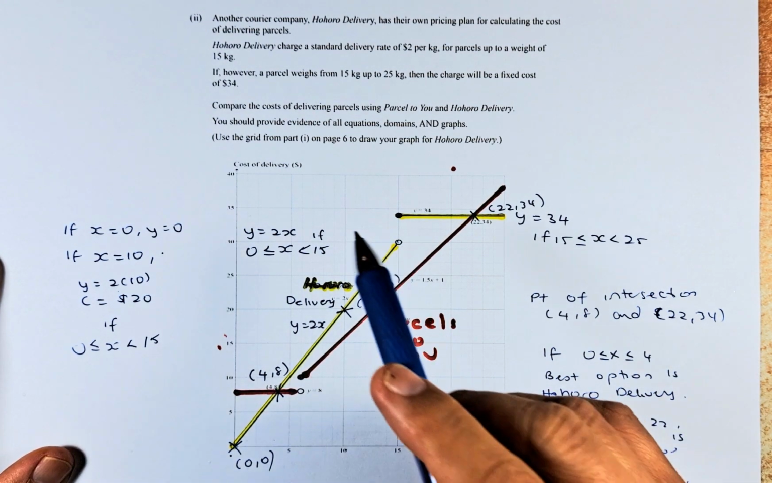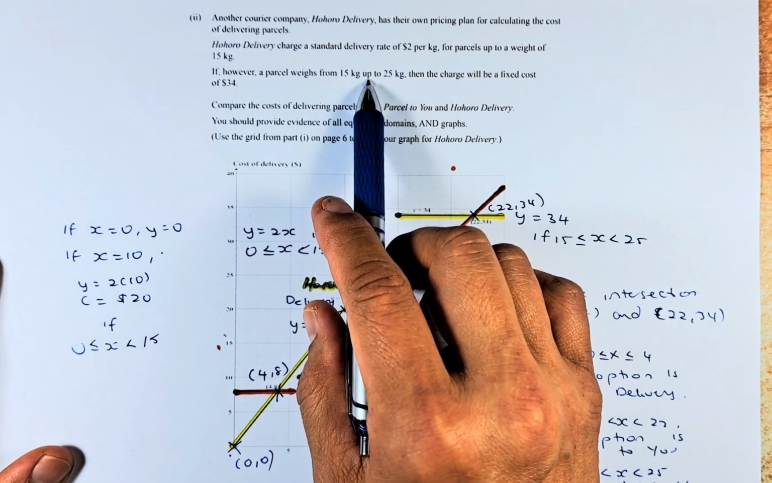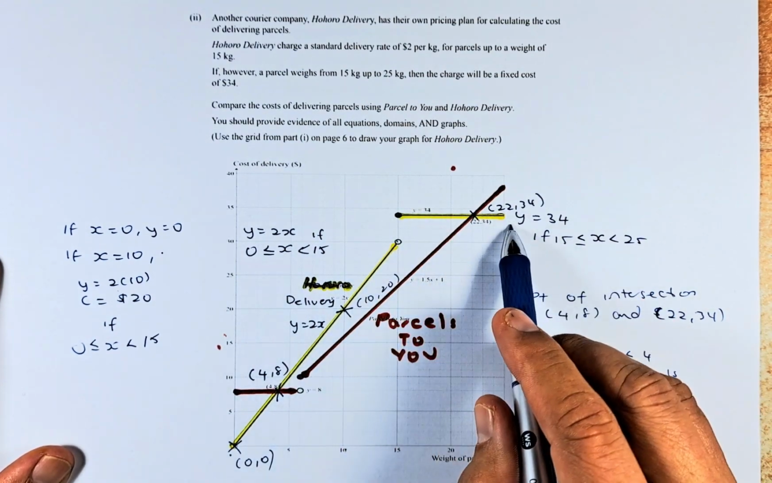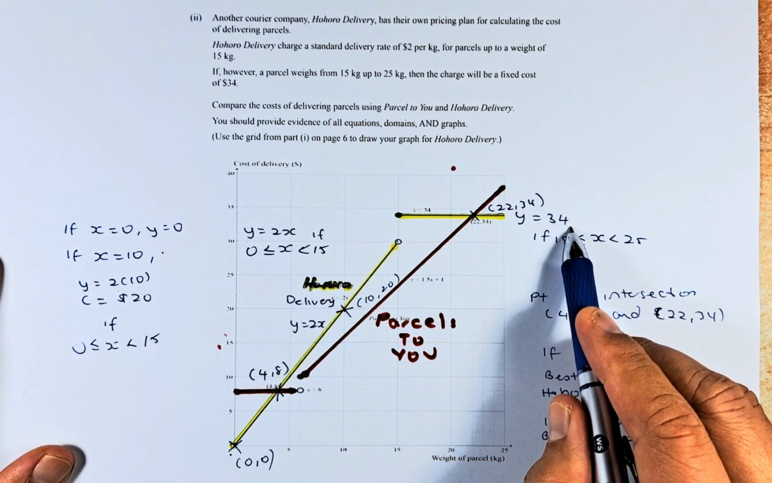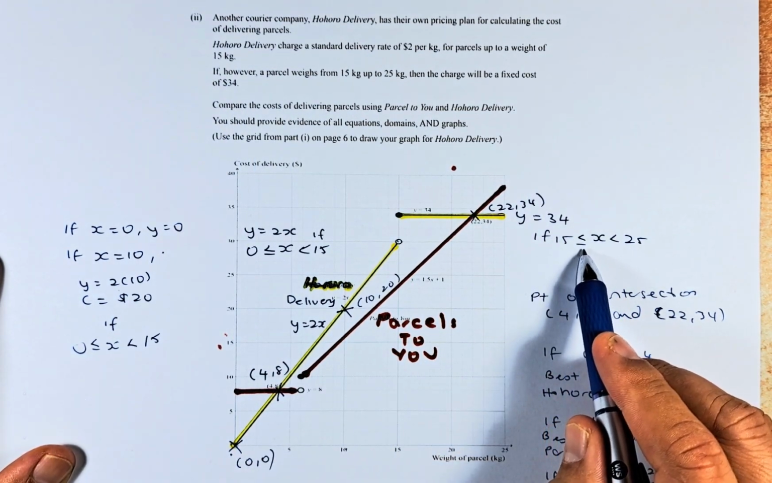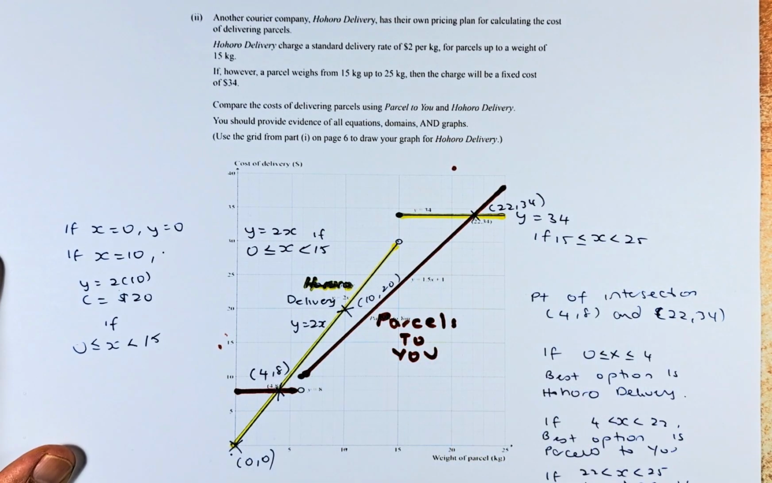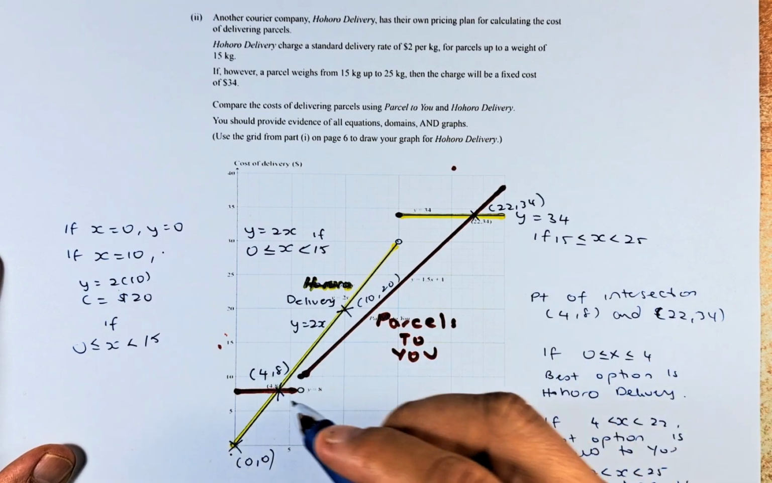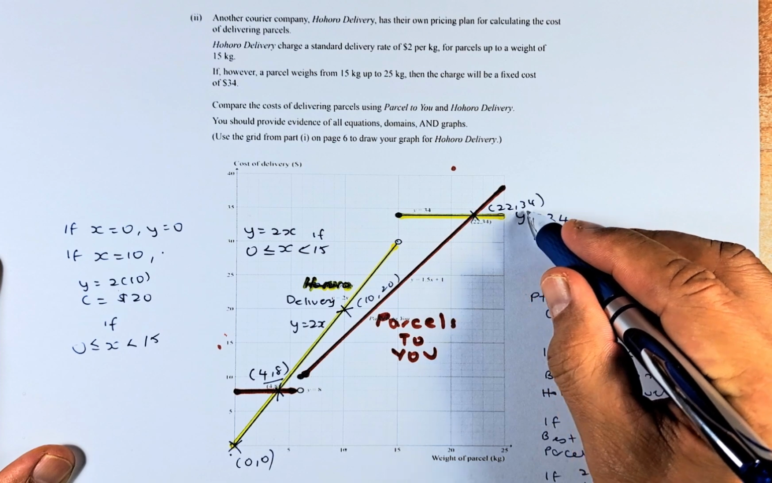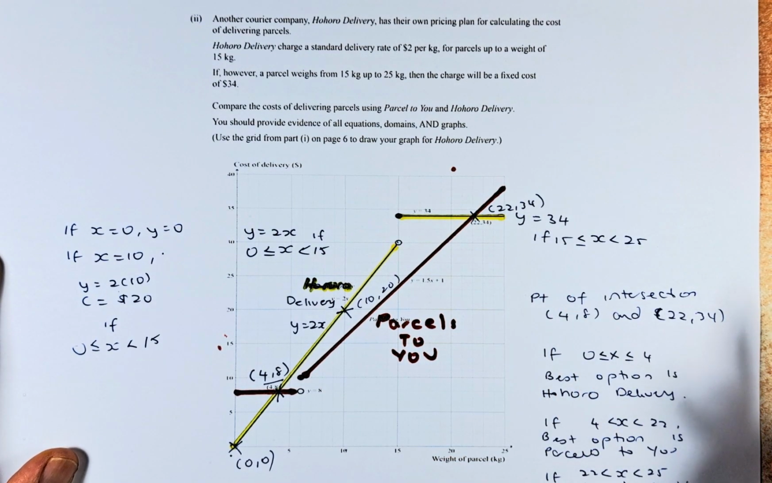Then the second part: if however the parcel weighs from 15 kg up to 25, 15 is inclusive, so you do the full circle, and at 25 the cost is going to be $34. So if x is greater than or equal to 15 but less than 25, that will be the line. So again, it's a 2-piece piecewise equation. The points of intersection are this point here, which is (4, 8), and this point here, which is (22, 34). This is similar to the linear algebra internal you have done before.